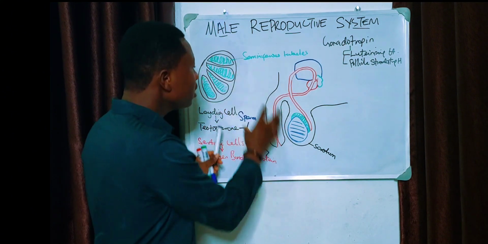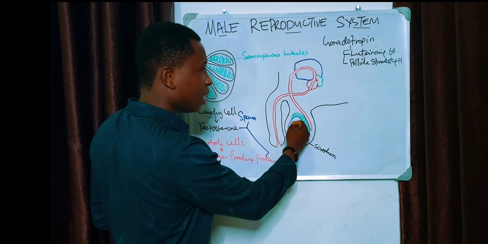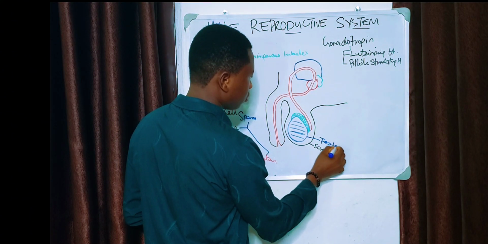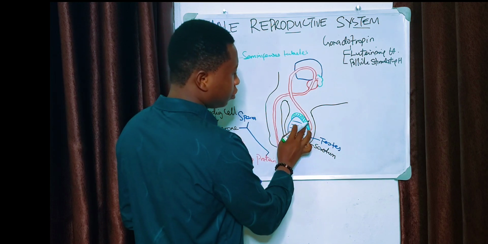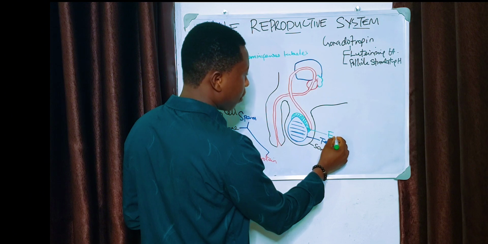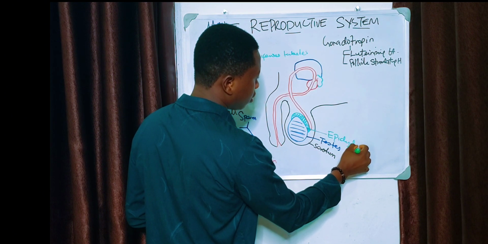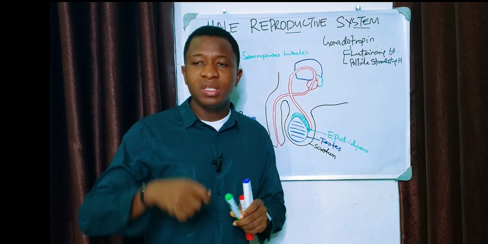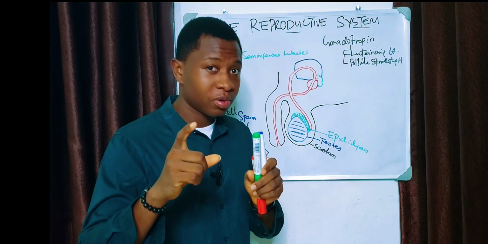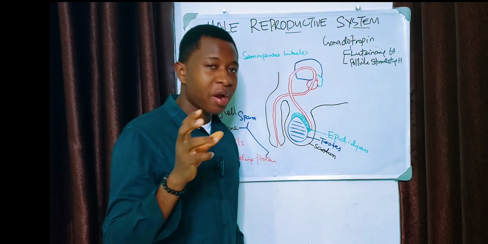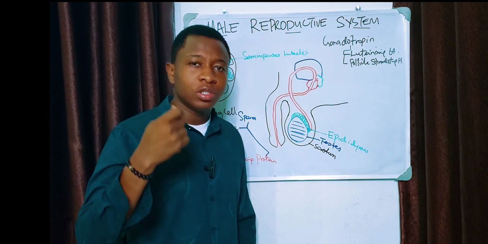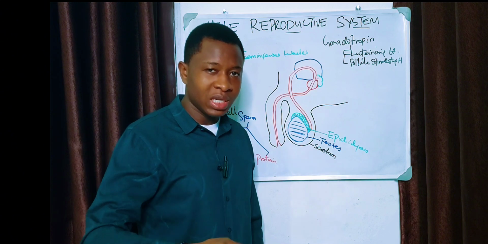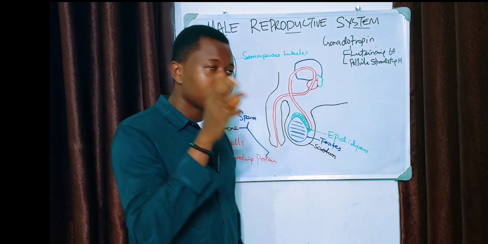Now, when sperm is produced in the testes, it travels to this structure here. This structure is known as the epididymis. What's the function of the epididymis? The epididymis temporarily stores sperm produced in the testes. But the sperm stored in the epididymis are immature; they are not mature yet. It stores immature sperm until they are mature enough to be released.